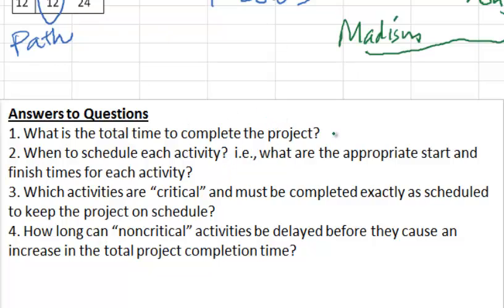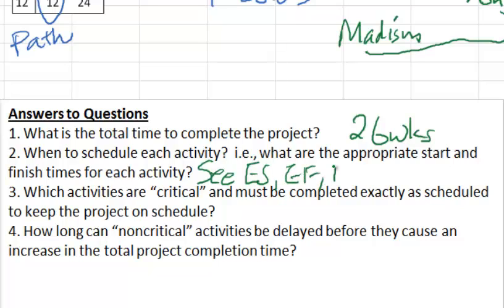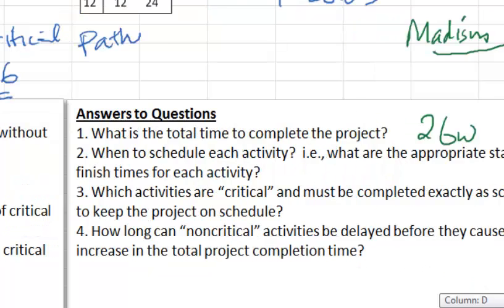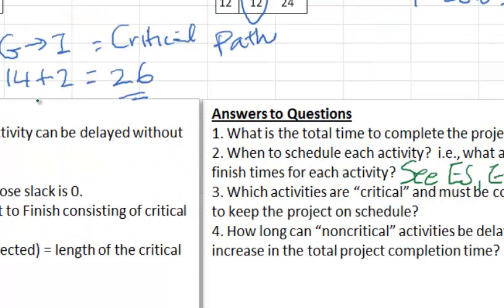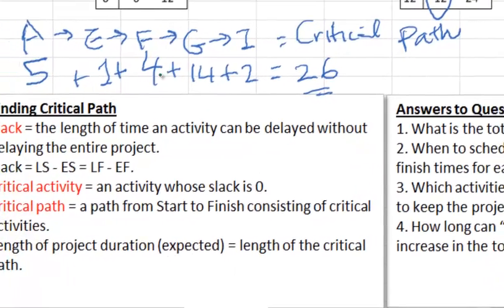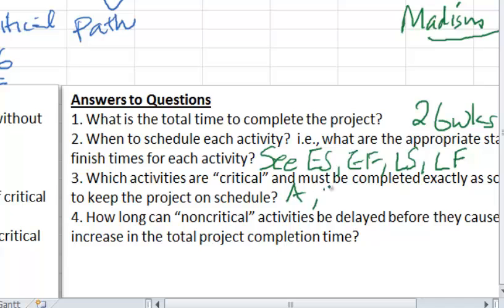Now we can answer all the questions here. What is the total time to complete the project? The total time to complete the project, we figured out as 26 weeks. Now, when to schedule each activity, that is, what are the start and finish times for each activity? Well, we have them all here in the boxes. We have ES, EF, LS, and LF that we already have in our nodes. Number 3, which activities are critical and must be completed exactly as scheduled to keep the project on schedule? That we figured out: A, E, F, G, and I were the critical activities.